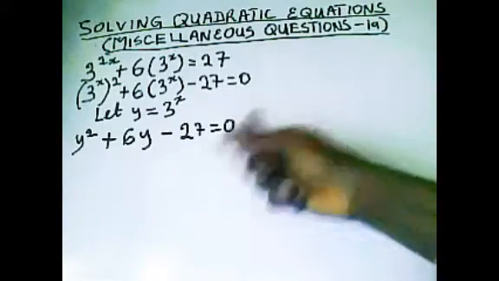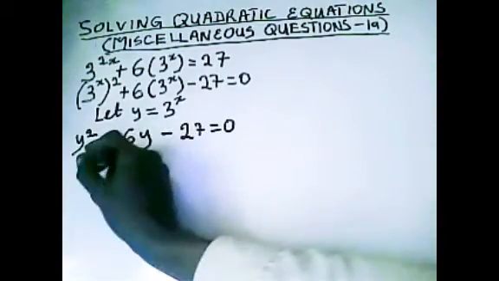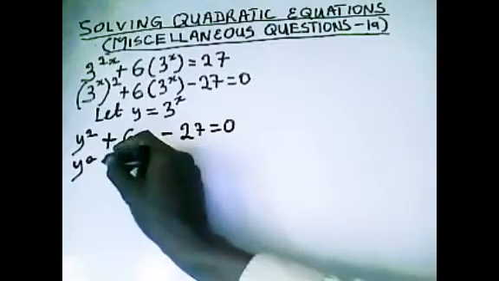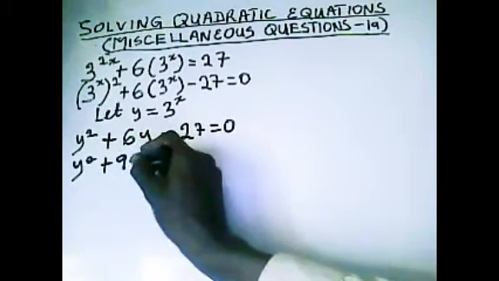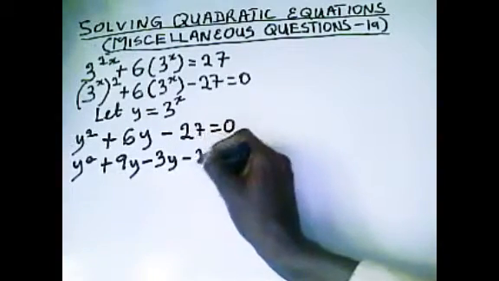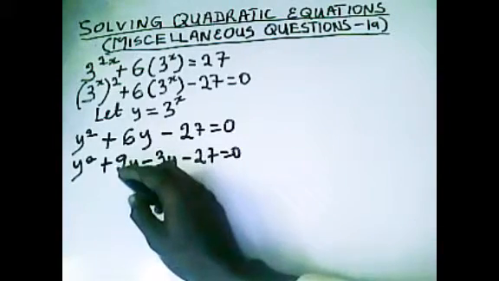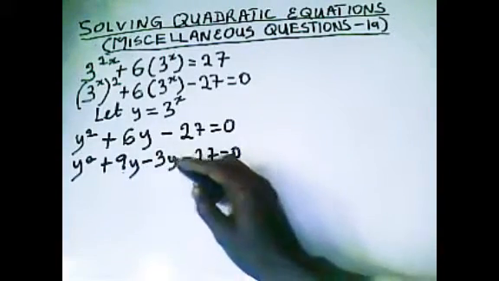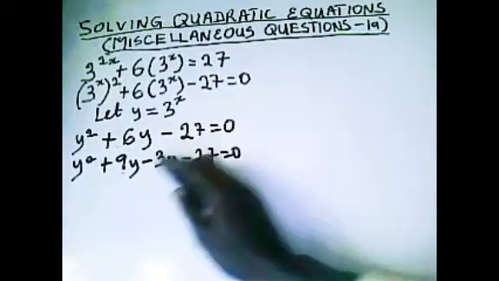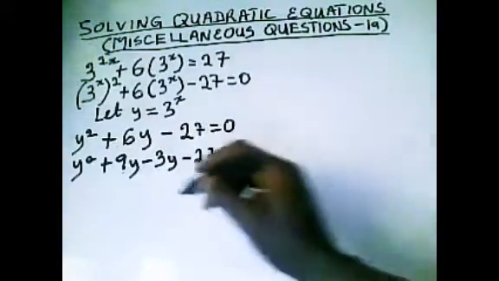So what are the factors there? We have plus 9 and minus 3. So here we have y squared, then followed by plus 9y, and then minus 3y, then minus 27 equals 0. If you observe these two factors, if you simplify plus 9y minus 3y, it will give us plus 6y. And if you multiply, it's going to give us minus 27. That's the reason why we chose these factors.